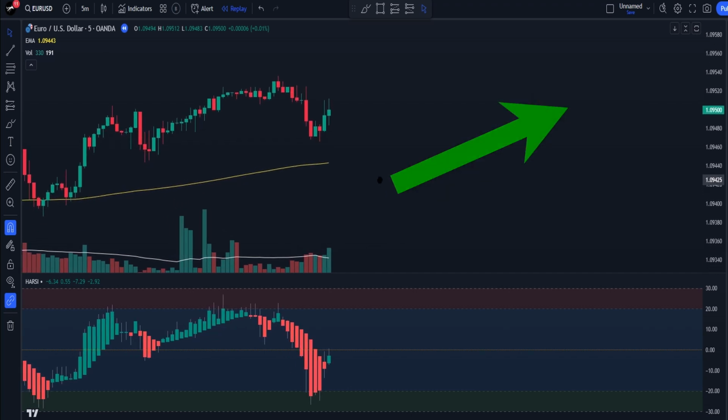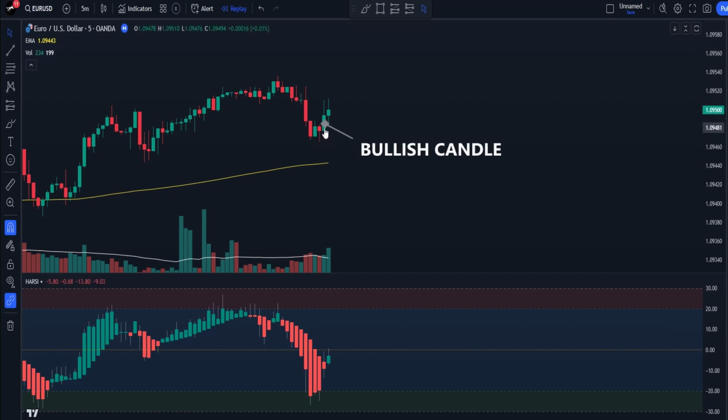This inference arises from the observation that the price remains positioned above the 200-period exponential moving average, EMA. Simultaneously, we note that the price recently underwent a pullback to the EMA, promptly followed by the emergence of a bullish candle. This bullish candle serves as a noteworthy signal, reflecting positive market sentiment.